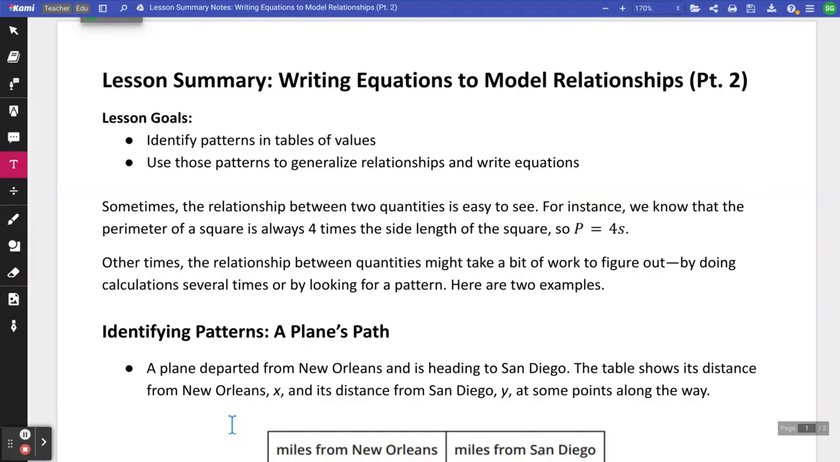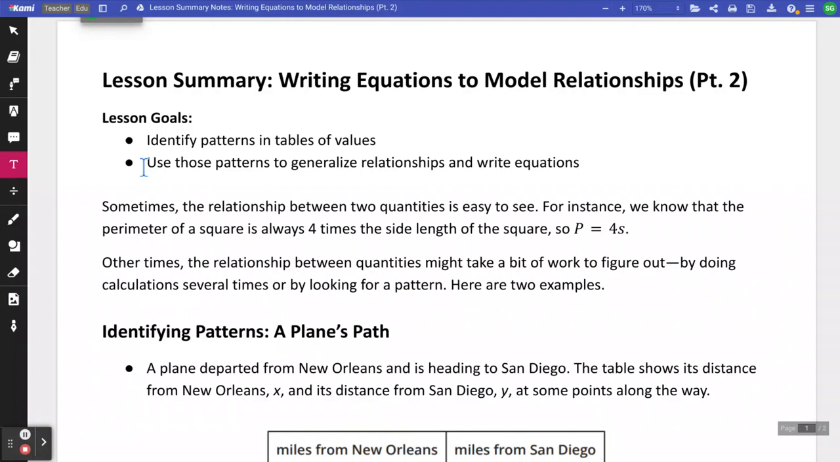This video is going to summarize what we learned in part 2 of our lesson on writing equations to model relationships. Obviously, the goal of this is, can we write equations? But a little more specifically, part 2 was really focusing on tables. So there were 2 goals. We wanted to be able to identify patterns in tables of values, and those patterns are going to help us generalize those relationships and write equations to represent them.